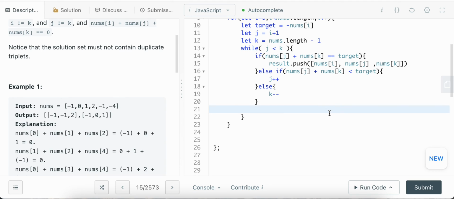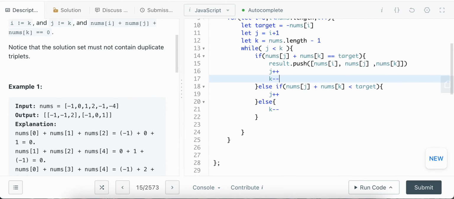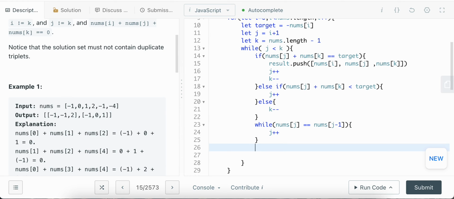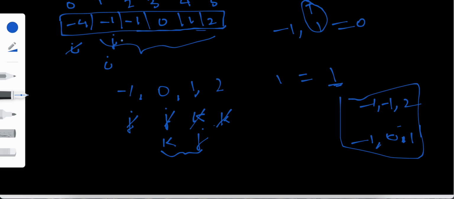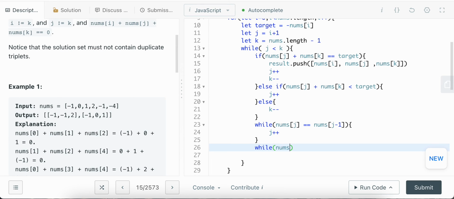All right, so now what do I need to do? I just need to make sure that I avoid the duplicates. So when I found the solution, what do I need to do? I need to increase my j pointer and decrease my k pointer. So here what I'll do is, while my nums[j] is equal to nums[j minus 1], I'll just increase my j pointer. Why? Because think about it, if I have my j here and I found a solution and I'll move forward, right? If again here I find -1, I don't need to actually see the solution for this. I just need to move forward to the next one. Make sense? And then similarly, while nums[k] is equal to nums[k plus 1]. Why? For k we are moving backwards, right? So the next element for k will be k plus 1. So I'll decrease my k.